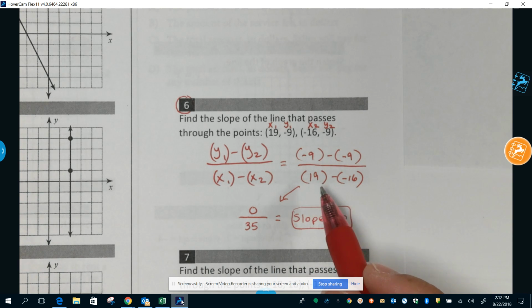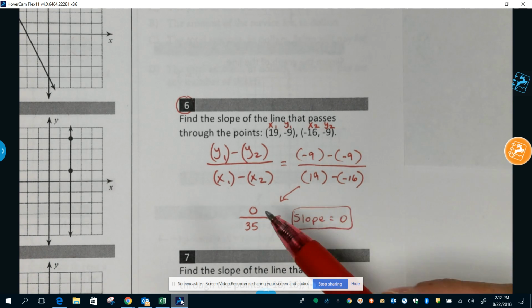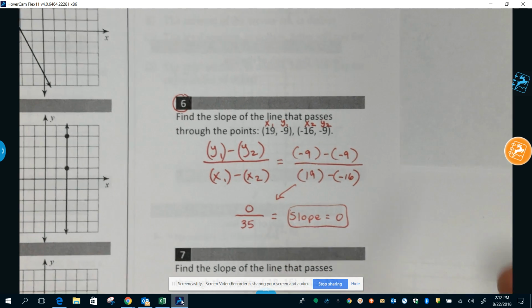If the 0 was on the bottom of your fraction, in the denominator, and you try to plug that in your calculator, it's going to give you an error. That tells you that your slope is undefined. Anytime you have a 0 in your denominator, your slope is undefined. 0 in the numerator, your slope is 0. And obviously, if you get any other numbers here that are not zeros, you will reduce the fraction if possible.